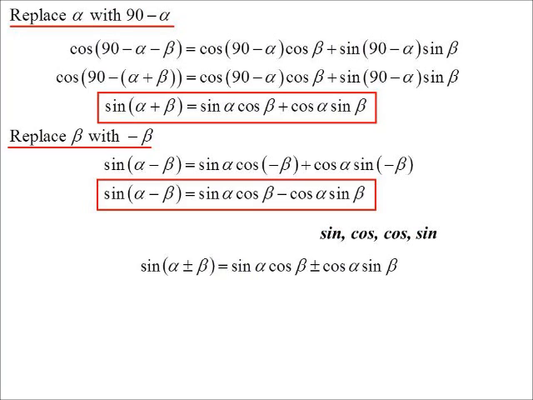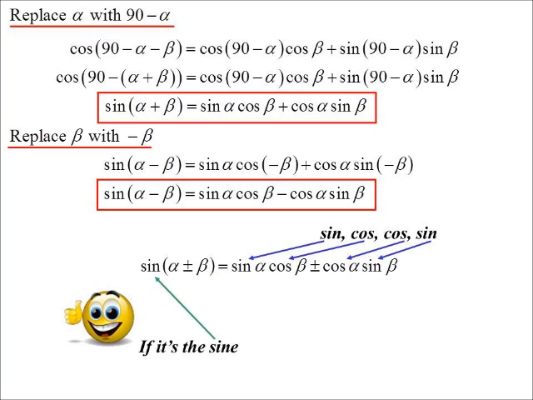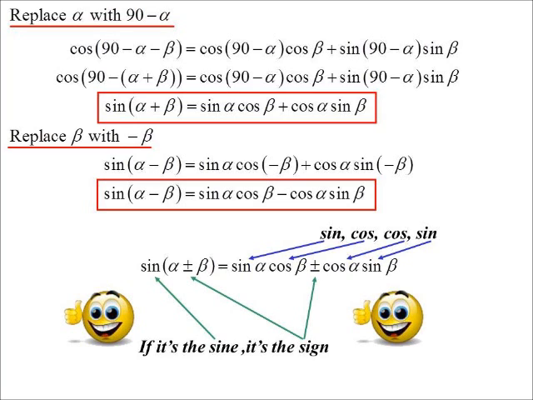Sine, cos, cos, sine. If it's the sine, then it is the sine. So cos, cos, sine, sine. If it's not the sine, it's not the sine. And sine, cos, cos, sine. If it's the sine, it's the sine.